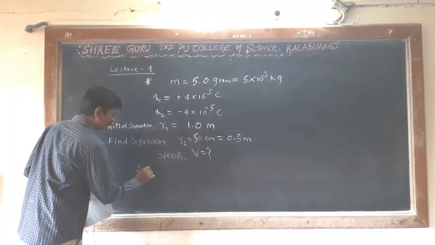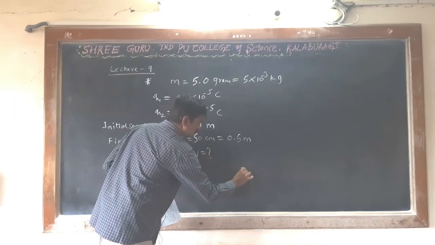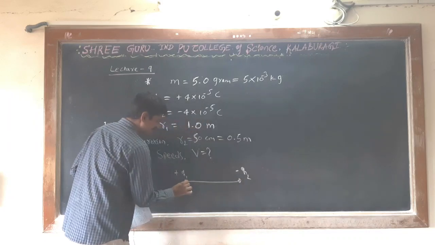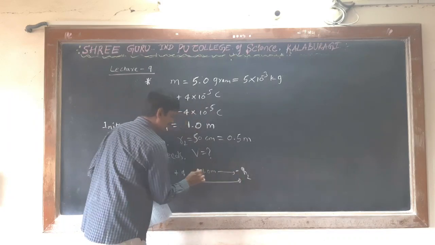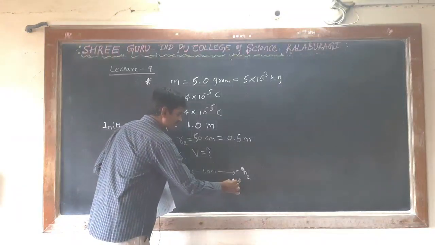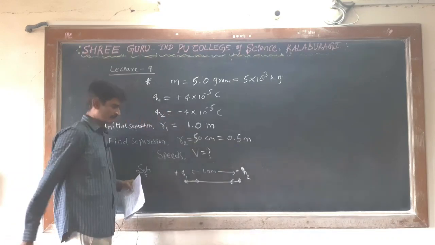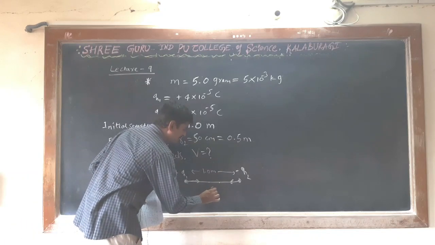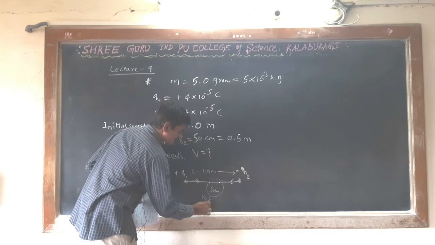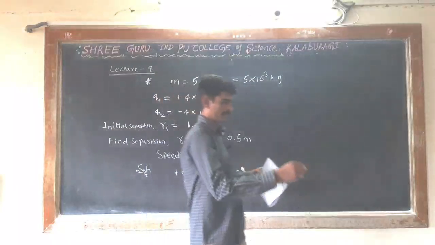So if you take Q1, Q2, one is positive charge, another one is negative charge, and the initial distance between them is 1.0 meter. They are released from rest. Released means they will start to move. That is, the negative charge will start to move towards the positive charge, and the positive charge will move towards the negative charge. And when the separation between them is 50 centimeter, what is the velocity of each particle? Understood the question? Okay. So how to solve it?